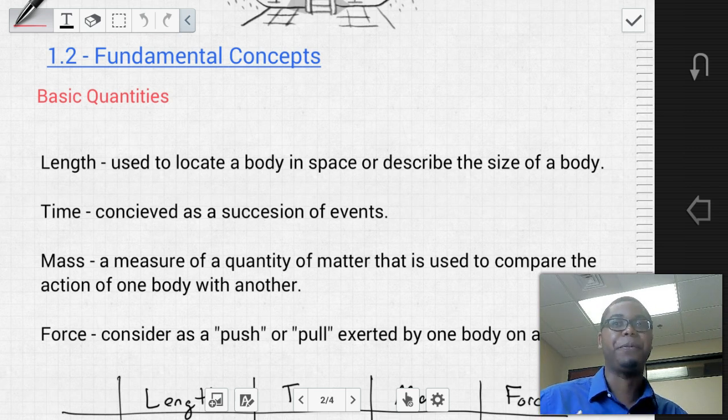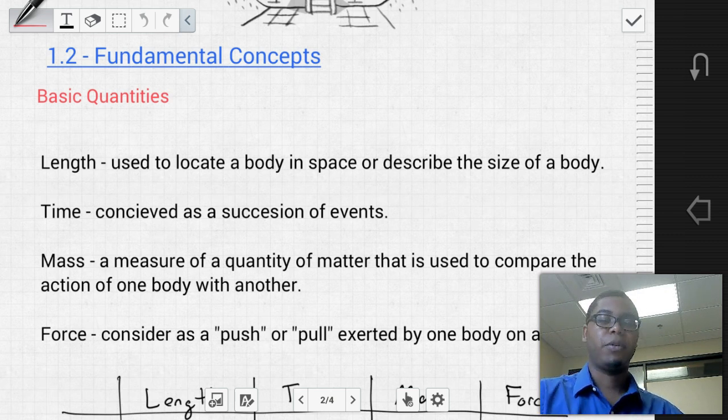I'm standing here, and 4 feet from me is a table and things of that nature. It's 4 feet away from me in the X direction. It's 4 feet away from me in the Y direction. We can describe a location vector of where an object is in space. But we can also use length to describe the size of a body.